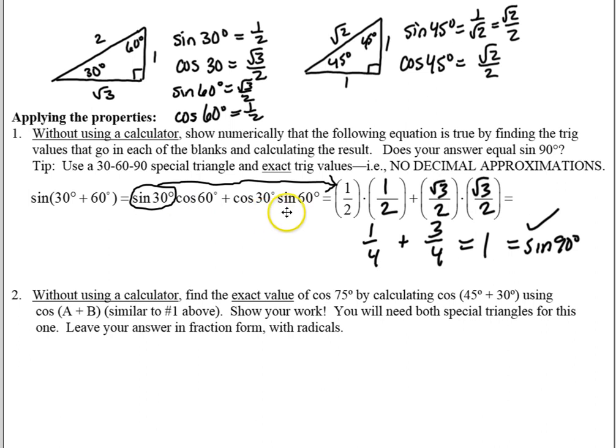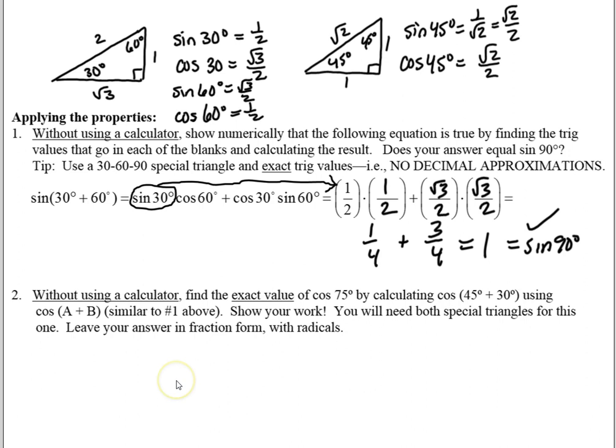Cosine 30 and sine 60 are both square root of 3 over 2. So when we multiply together these two, we get 1/4. We multiply together these two, we get 3 over 4. Add them together, we get 1, and 1 is sine of 90. So that verifies the property.